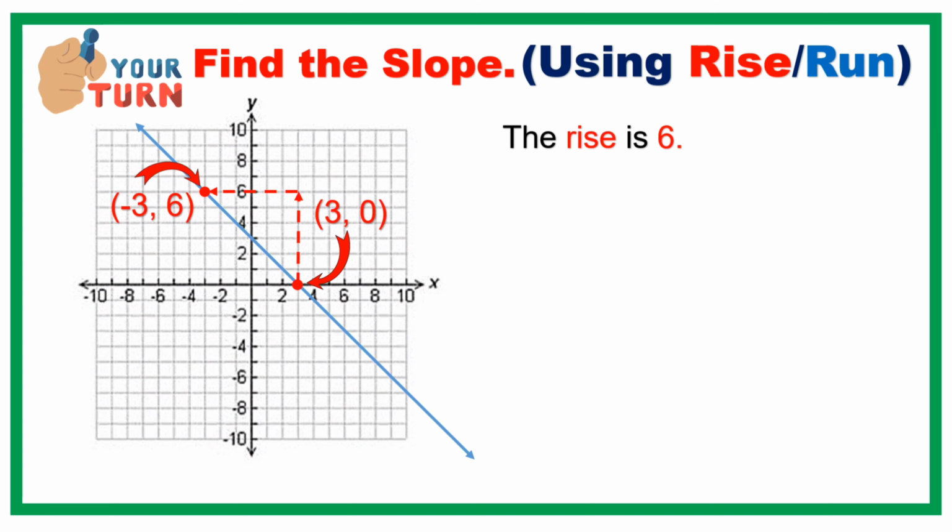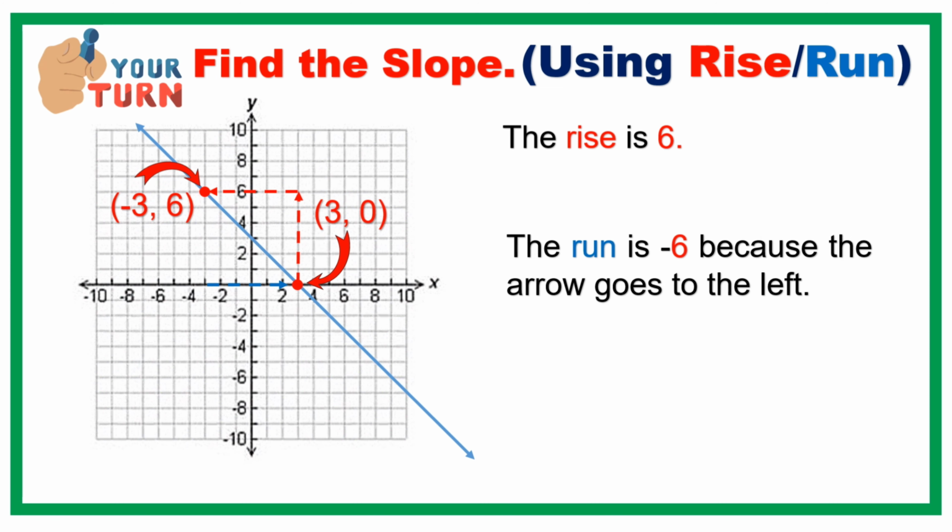Let's count the run. The run is going left. Let's count it. 1, 2, 3, 4, 5, 6. Our run is -6 because the arrow goes to the left. So our slope is 6/-6, or -1/1, and our final answer is -1. You got it.